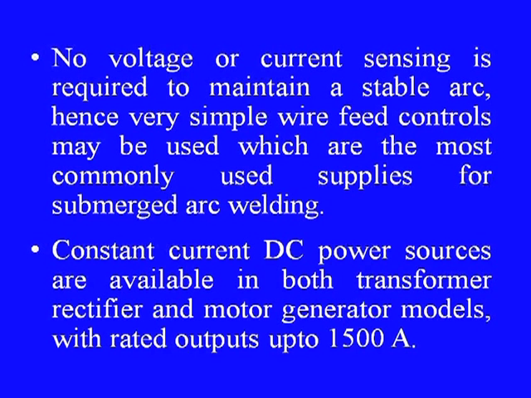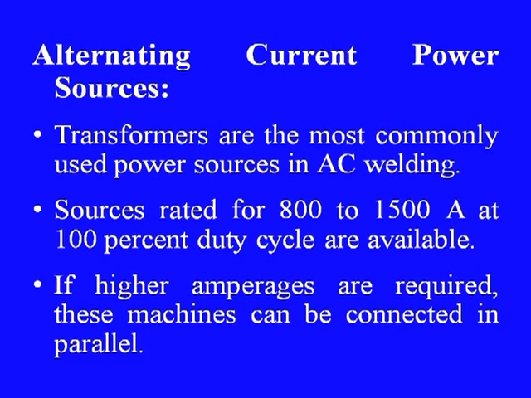Constant current DC power sources are available in both transformer rectifier and motor generator models, with rated outputs up to 1500 ampere. Now, let us see the alternating current power sources. Transformers are the most commonly used power sources in AC welding. Sources rated for 800 to 1500 ampere at 100% duty cycle are generally available. If higher amperages are required, these machines can be connected in parallel also. Conventional AC power sources are the constant current type sources.